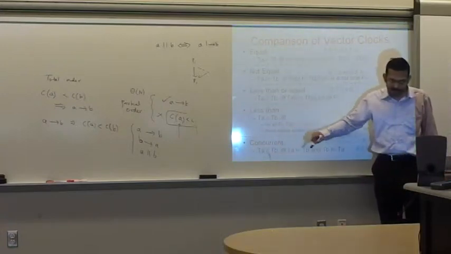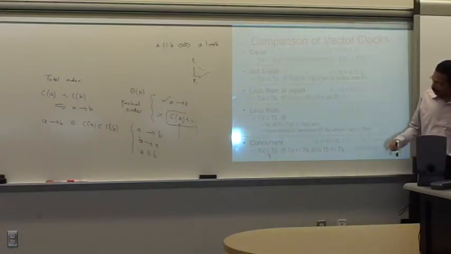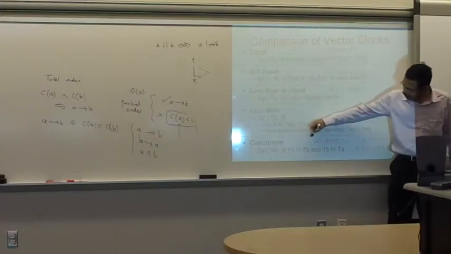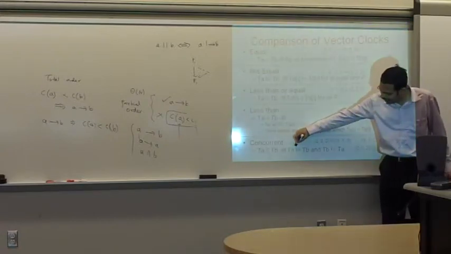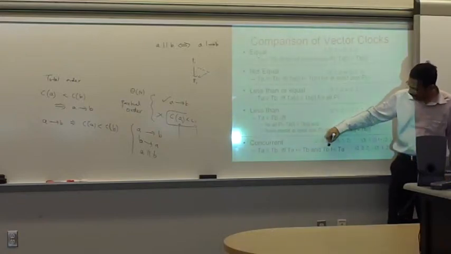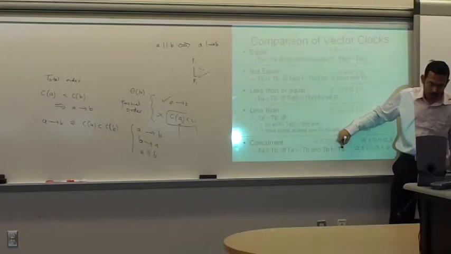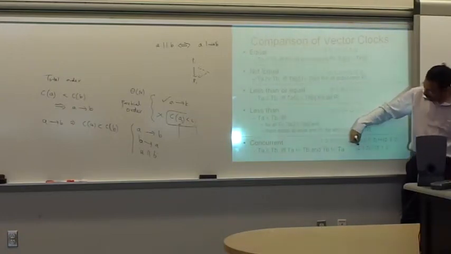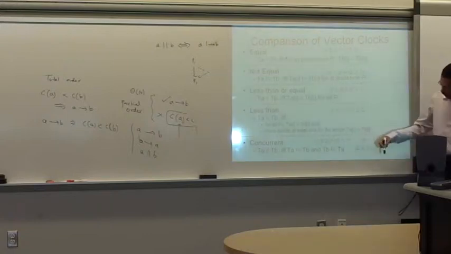Now finally, what is concurrent? Concurrent means that if two events have timestamps like this, we cannot say the timestamp of event A is less than the timestamp of event B, and we also cannot say the timestamp of event B is less than the timestamp of event A. We cannot say either. Then we can say A is concurrent to B. How can we do that?